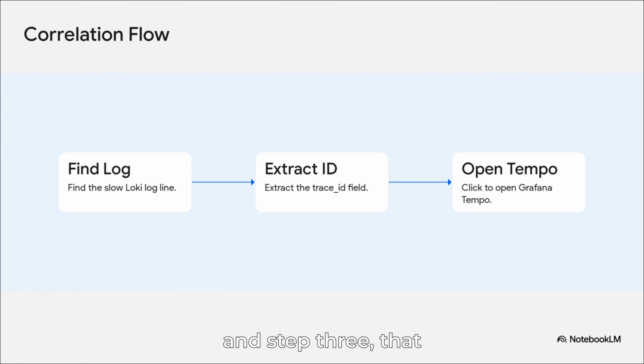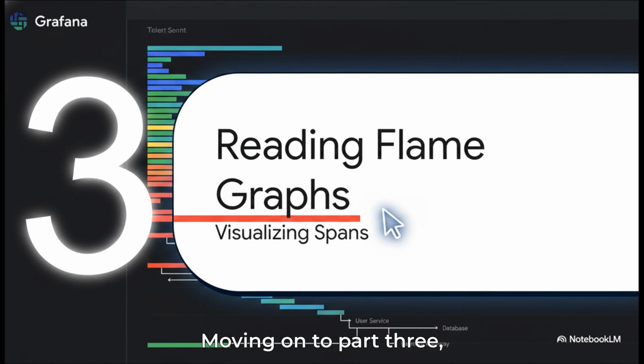And step 3, that extraction magically turns the trace ID into a clickable button right next to your log. You literally just click it and instantly Grafana Tempo opens the full distributed trace. No manual copying, no pasting into a different window, no hunting around, just immediate context. Moving on to part three, reading the flame graph.